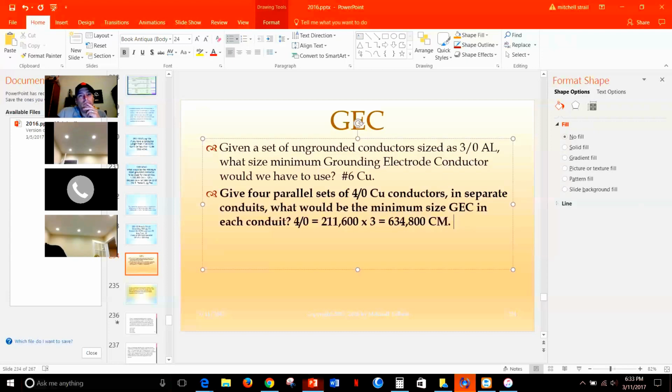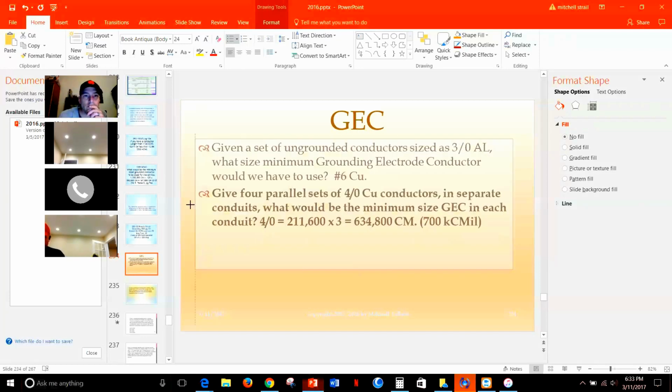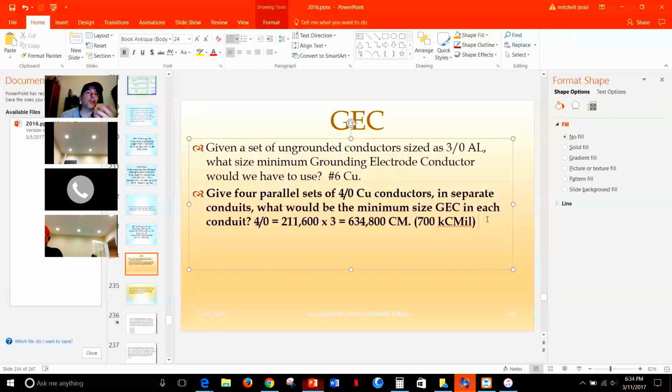Well, what's the next larger wire size from 634,800? The 700 or 750? Or is there a 650? No, there is no 650. So it's a 700, right? Yeah. So we're going to basically round that up to the next larger wire size, which would be a 700 kcmil. I'm agreeing with you. And then I'm going to go back to the table and use the 700 kcmil as my wire size to apply the table value.